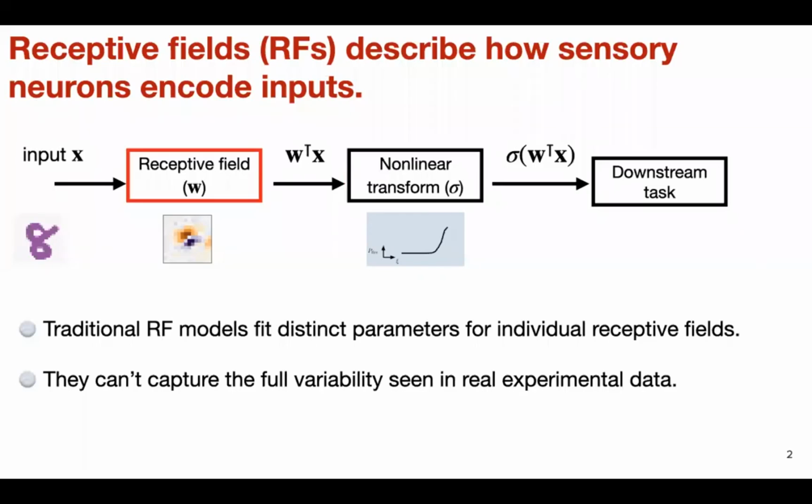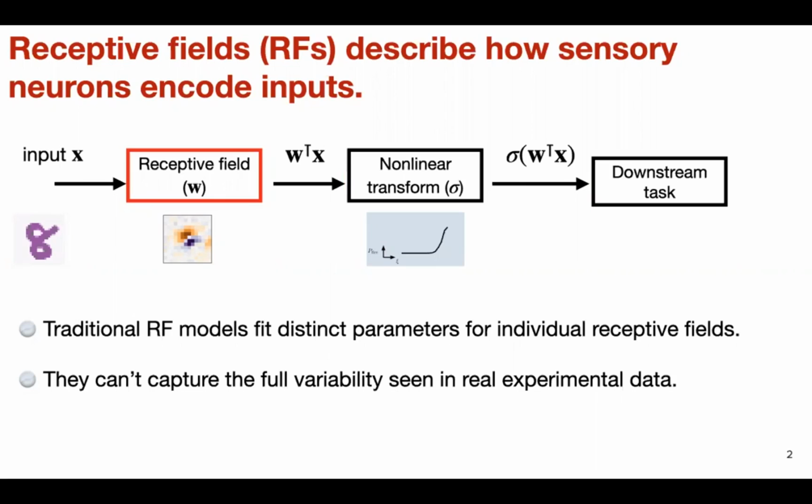Receptive fields are a classical way in which we describe how sensory neurons encode inputs. Oftentimes, we think of sensory neurons as a linear-nonlinear machine. Given an input X, every neuron has its own receptive field, a linear filter W. It applies it to the input as W transpose X. Then it applies a nonlinear transform sigma on that result. And that is the neuron's input representation that is used for some downstream tasks.